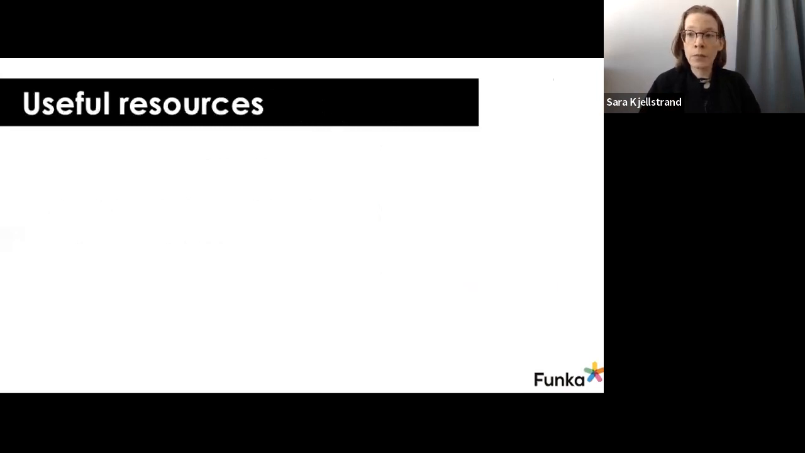So just to end up with a few useful resources, we have the cogrec.eu, where you can see different guidelines on cognitive accessibility and test out prototypes of accessible and non-accessible websites to see what difference a few measurable requirements on cognitive accessibility actually makes for the users.